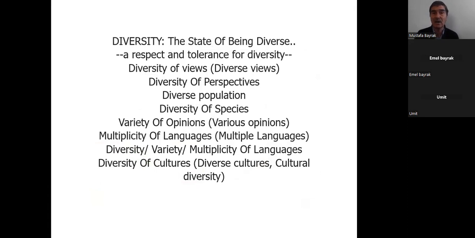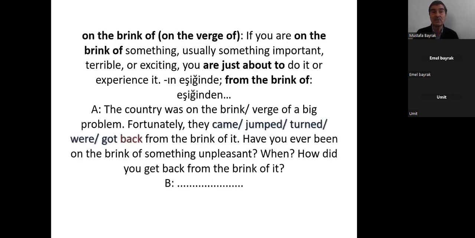Diversity, what does diversity mean as a noun? Diversity is the state of being diverse, different, a respect and tolerance for diversity. Diversity of views or diverse views, diversity noun, diverse adjective. Diversity of perspectives, yes, every individual needs a diversity of perspectives, diverse population, diversity of species, variety of opinions or various opinions, multiplicity of languages, multiple languages. Diversity, variety, multiplicity of languages are all possible. Diversity of cultures, diverse cultures, cultural diversity, cultural differences, these are all natural situations.